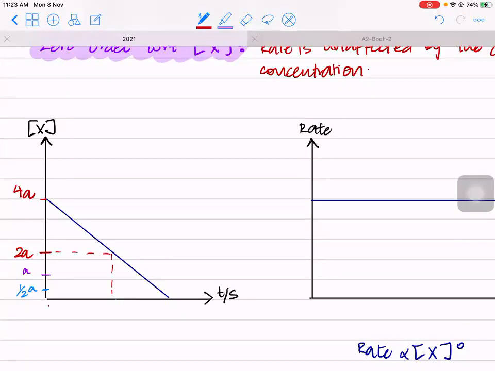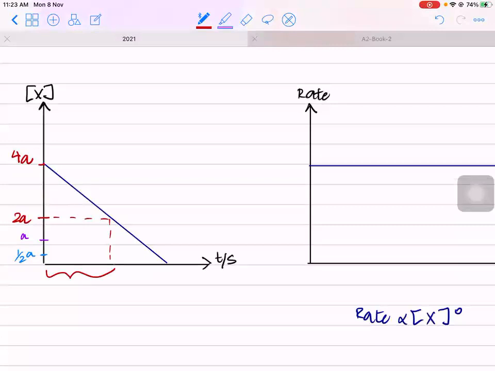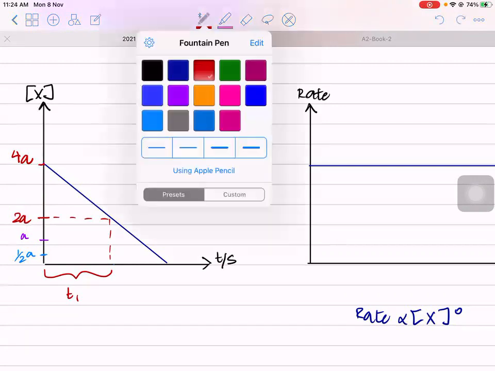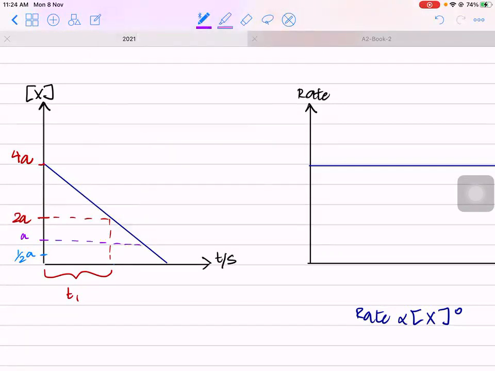Let's see the time taken from 4A to 2A. This is the time taken. Can I call this the first half-life? Because you're going from 4A to 2A. So can I call this T1? The first half-life. Now your initial concentration is 2A. To decrease to half of its amount, what will be the half of 2A? A. So that will be 2A to A. So that will be this time. Do you see this time right here is T2, or we can call this the second half-life.